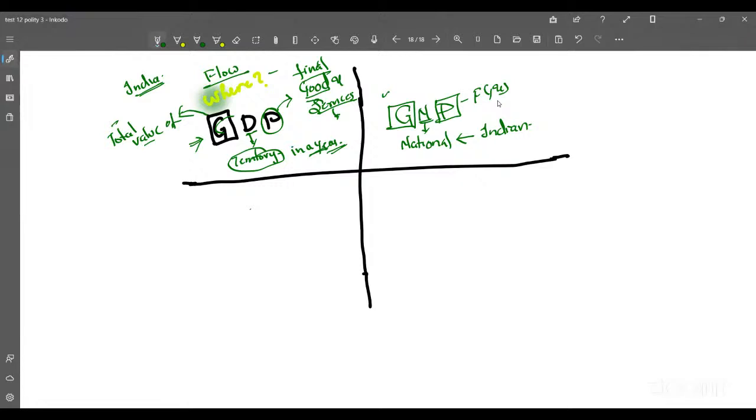அப்படி இருந்தா the total value of goods and services produced by a national in a year. National என்ன? Citizen of India. Are you getting the point? Yes, sir.